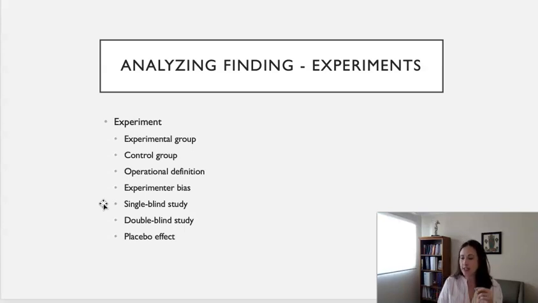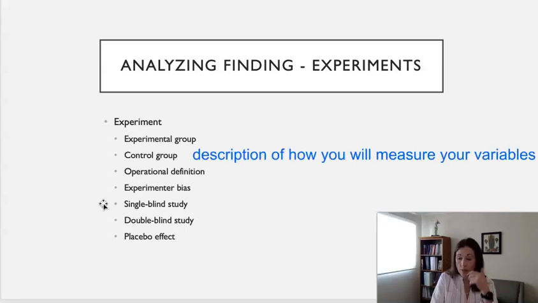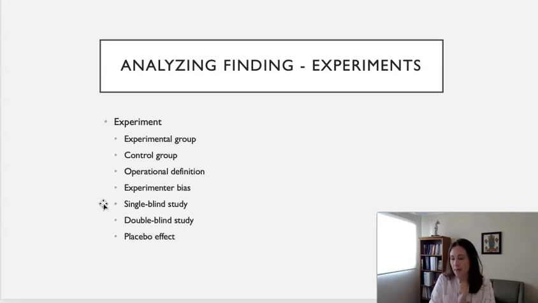The operational definition, this is how you describe your variables and how you are going to measure your variables. So for example, I'm going to use the example of my perspective taking experiment. I was working in Rwanda, and I was working with genocide survivors.